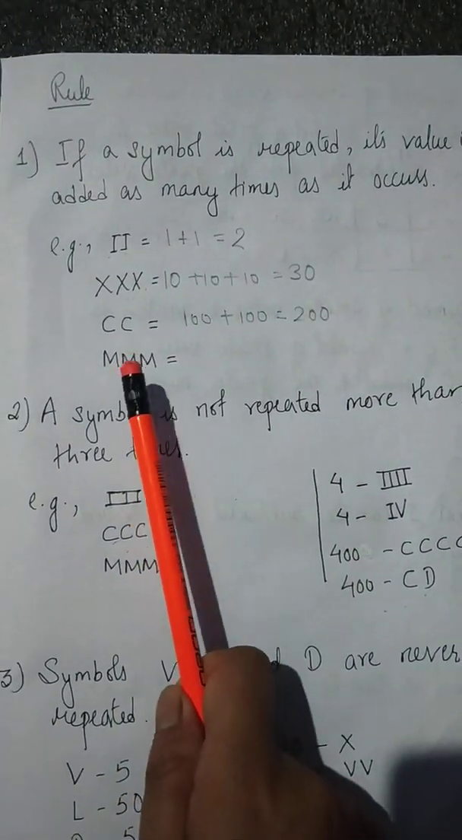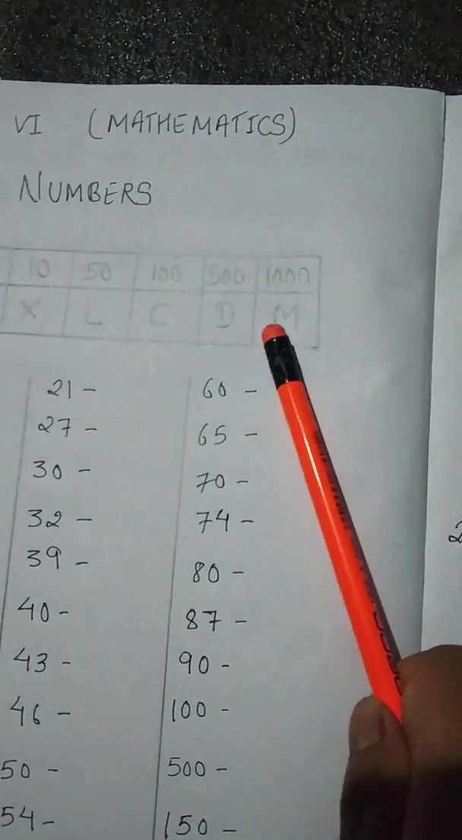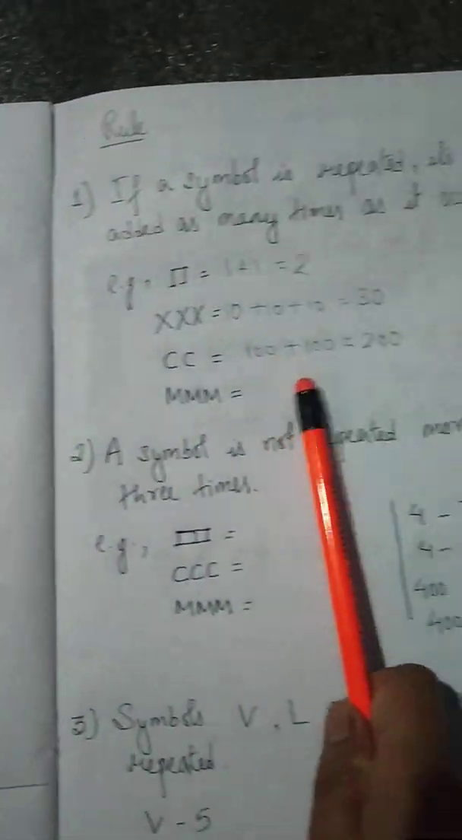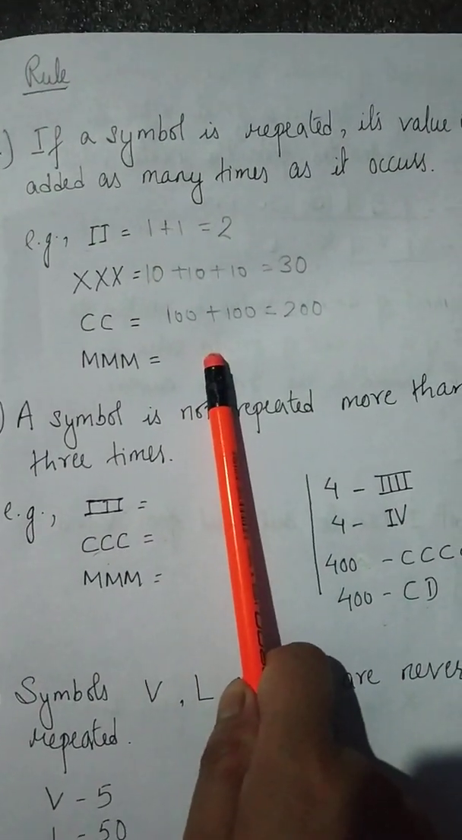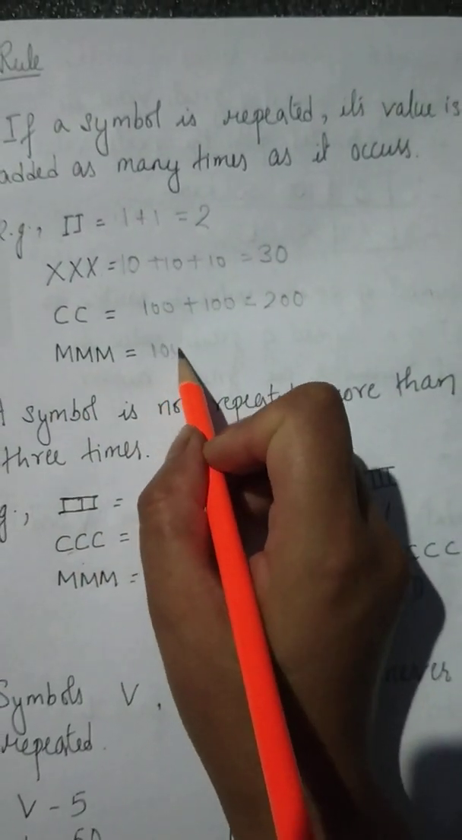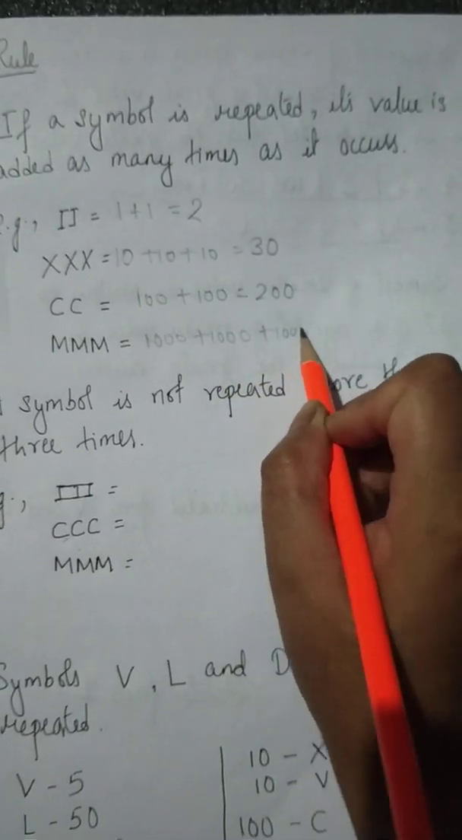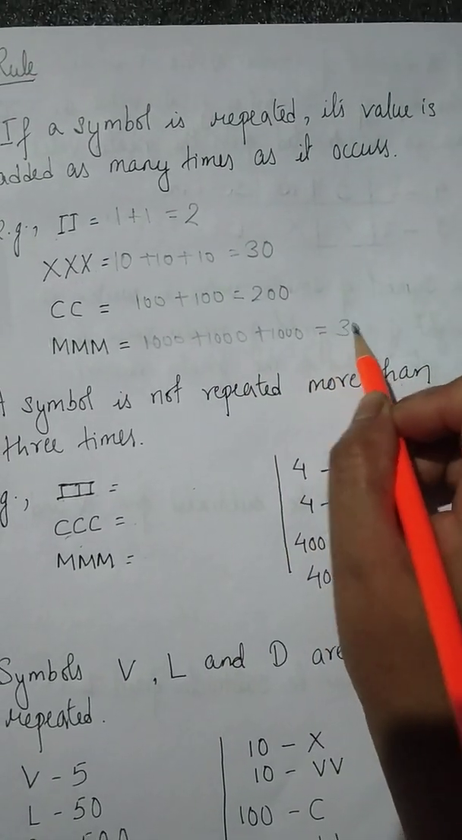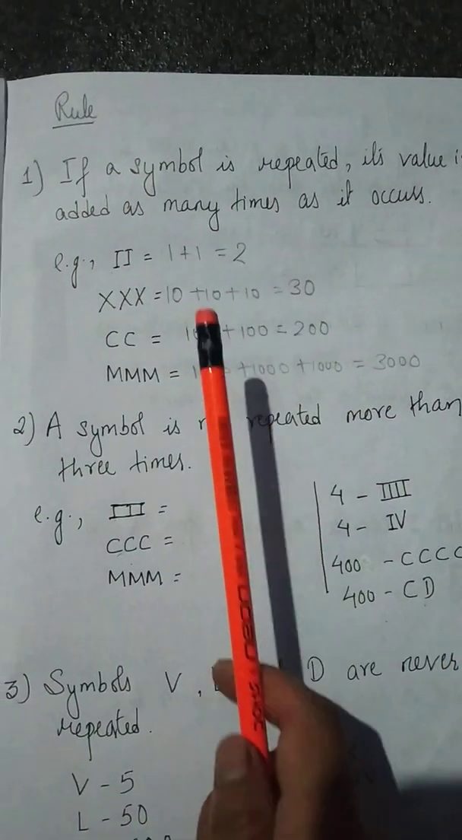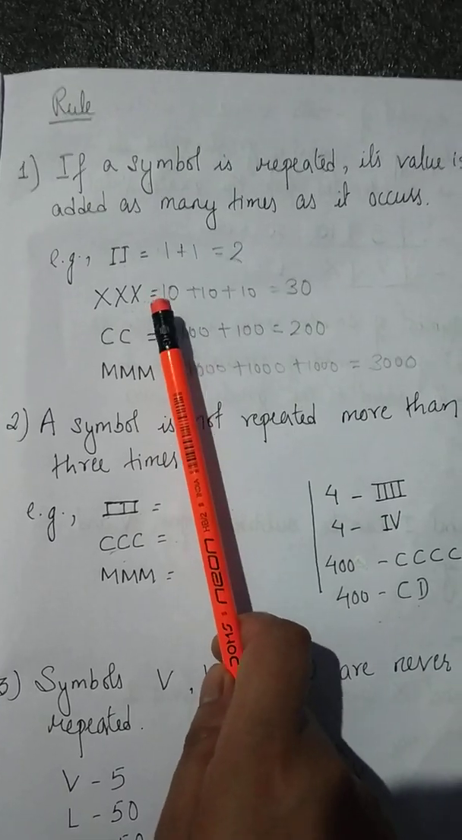Now the last example, which is M, and M is for 1000. So I need to write 1000 in place of M, but we have 3 M's here. So I will write 1000 3 times. 1000 plus 1000 plus 1000 gives you 3000. So this is the first rule. I hope you all have understood the first rule.